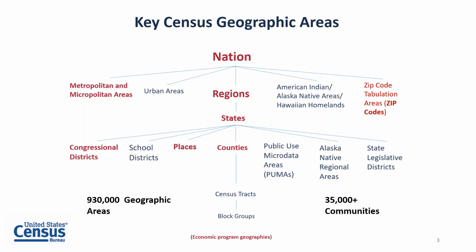The red highlighted geographies on this slide are the ones that we publish in our economic programs, in our business surveys. So you'll notice that the most detailed data that we publish at the Census Bureau from our business surveys is down to zip code level, as well as by place. We do not break out our business data down to those other geographies, including things like census tracts.